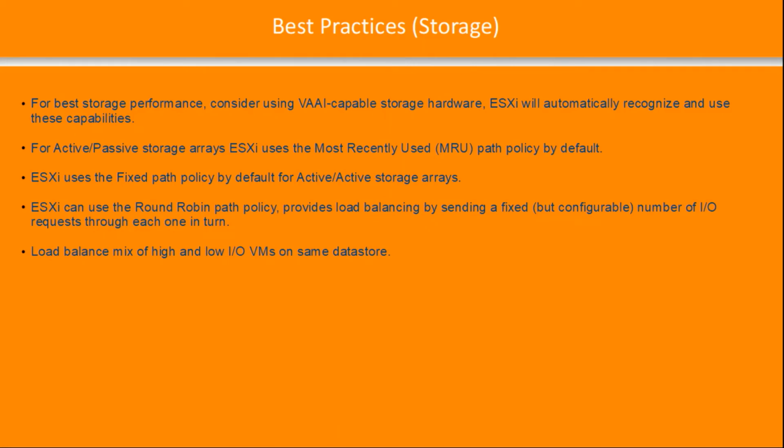and use these capabilities. For active passive storage arrays, ESXi uses MRU, or most recently used path policy, by default. For active active storage arrays, ESXi uses fixed path policy by default. ESXi can also use the round robin path policy, which provides load balancing by sending a fixed number of I/O requests through each path in turn, and load balance a mix of high and low I/O VMs on the same data store.